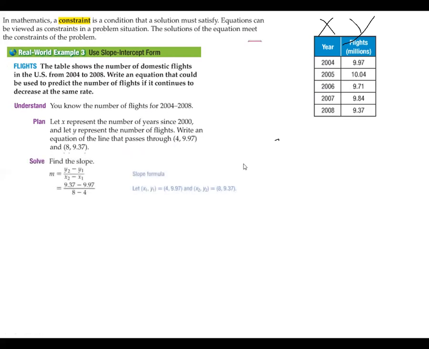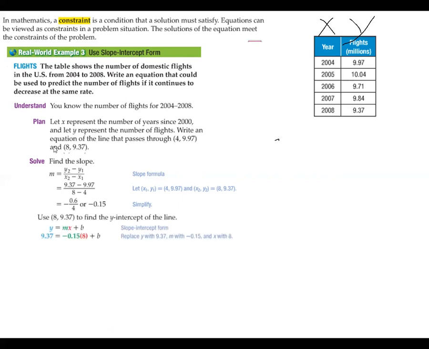I don't know the y-intercept. They haven't told me the slope, so I got to figure out the slope. So plug those values into the slope formula, and now we get negative 0.6 over 4. So you could use your calculator and find that to be negative 0.15. And then use the first or the second point.